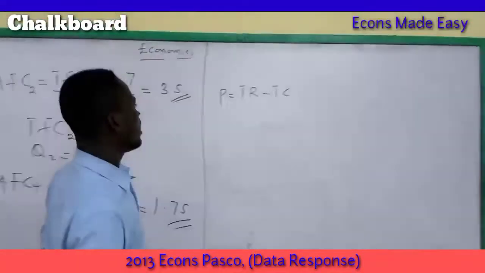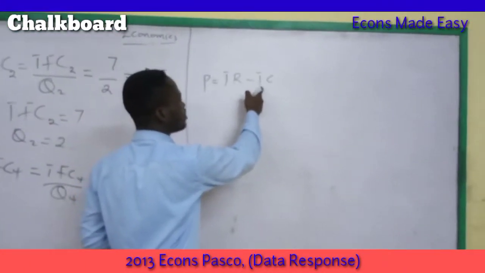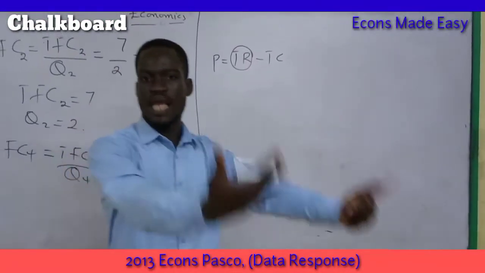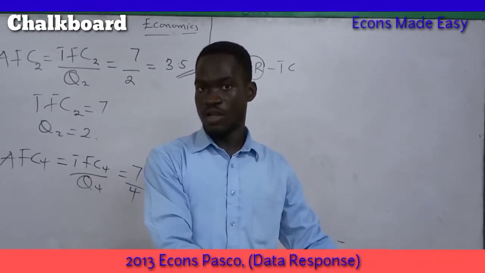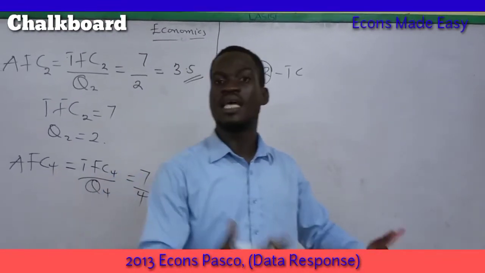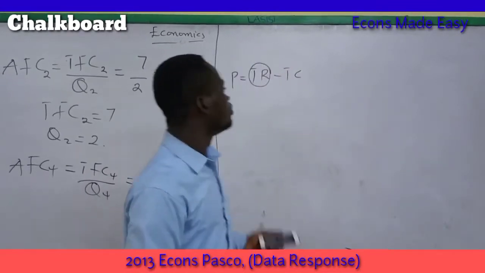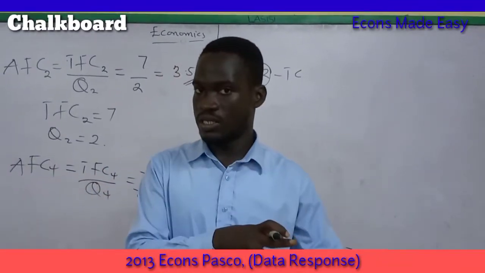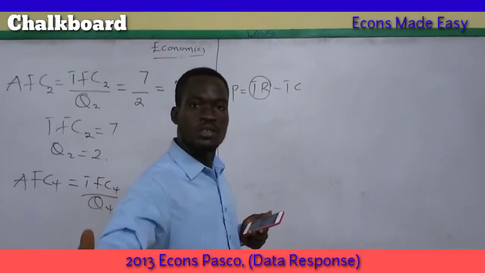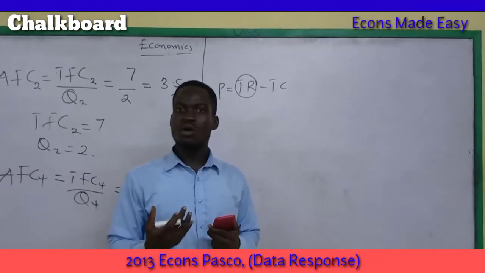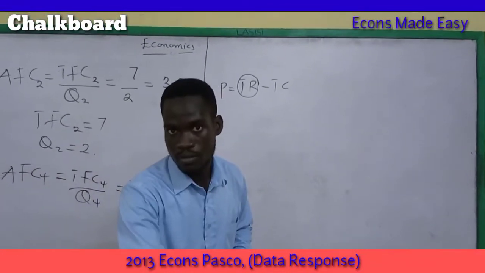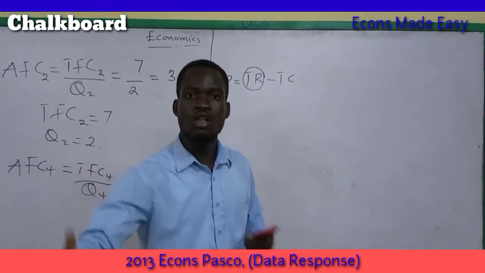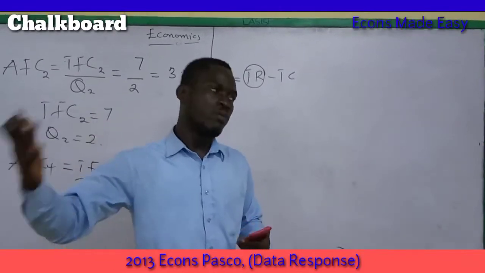And so when I say profit is equal to total revenue minus total cost, this total revenue is the amount of money you get after selling a commodity. And total cost is the expenditure you incur after producing a commodity. And so when you take your cost from the money you have gotten, you are going to get your profit. I hope you are following what I'm saying. When you subtract your cost from the money you have gotten, you are going to get your profit.